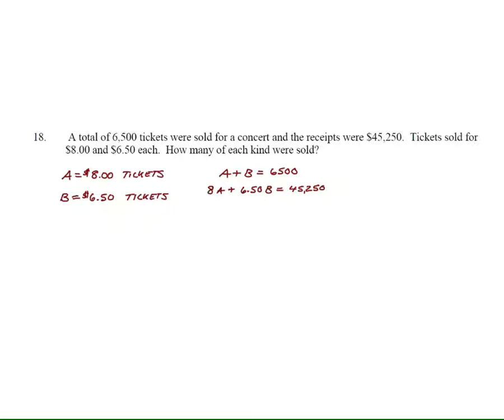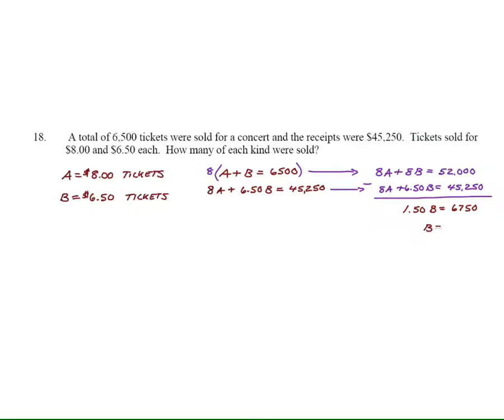And then I'm going to solve this. What I'm going to do is use either substitution or linear combinations. I'm going to multiply the top equation by 8. So what that gives me is 8A plus 8B equals 52,000. And then the second equation I'm going to leave alone. So now if I subtract the system, notice 8A and 8A should eliminate. They're gone. What I should get is 1.5B equals 6,750. Divide both sides by 1.5 using the calculator. I get 4,500. So we sold 4,500 tickets at $6.50 a piece.